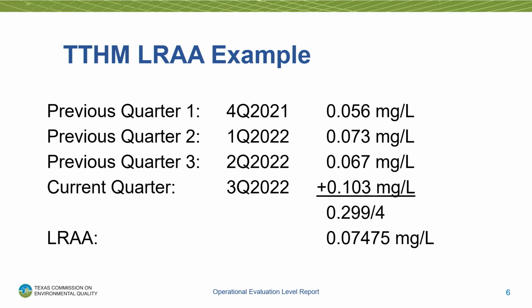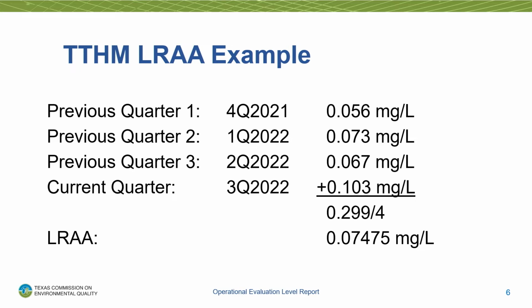Here I have an example of the locational running annual average. This is using third quarter data of some random, I made it up kind of, so it's not an actual system. But here you'll see, and I'm gonna try not to shine in your eyes, we have the third quarter right here, and then the 3 previous quarters. So it's a running annual average, so that average is going to translate every quarter. And here we have where it adds up, it's actually under the MCL. So this system would not get an MCL violation.